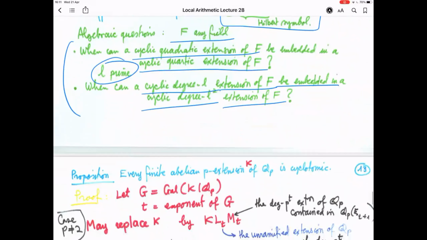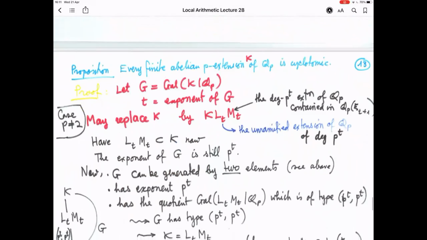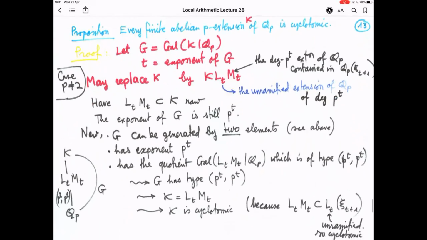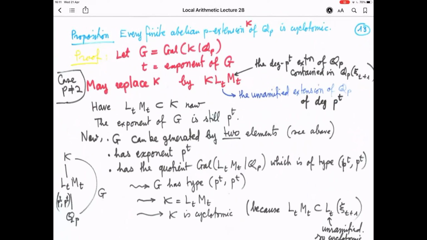And so let's get going, because I'm running out of time. So here is the main statement. Every finite abelian, oh, it's not the main one yet because I'm saying p-extension. So every finite abelian p-extension K of Qp is cyclotomic.